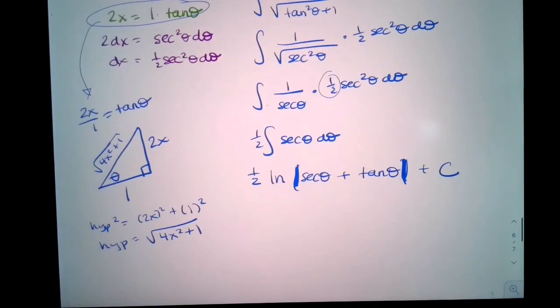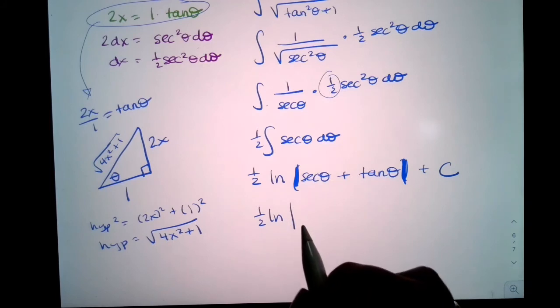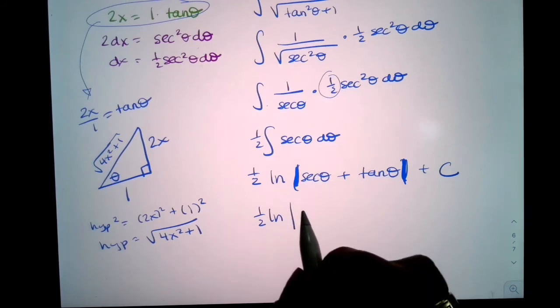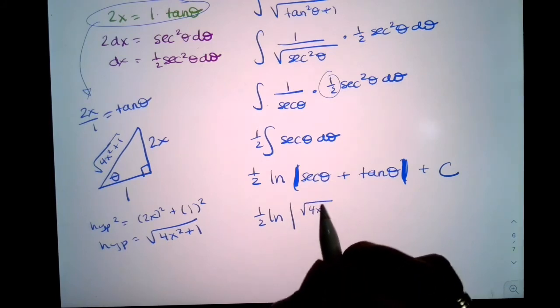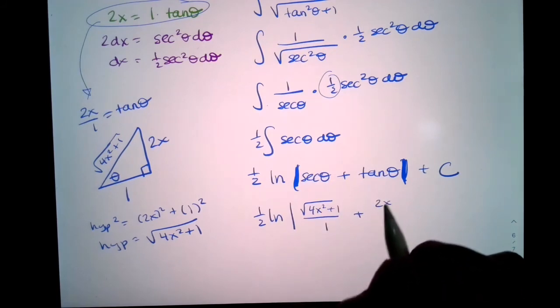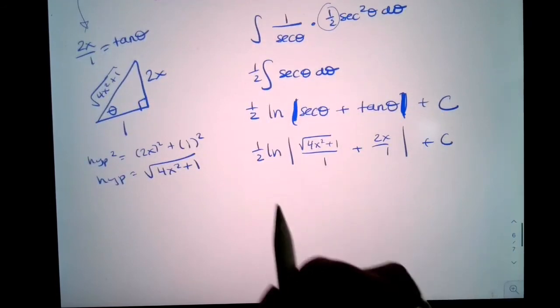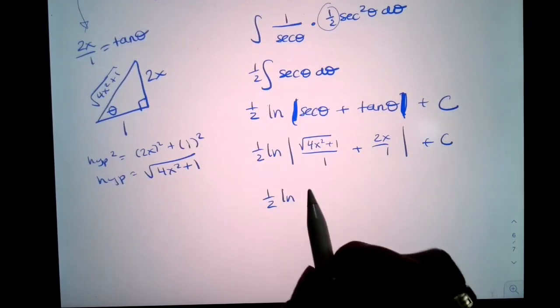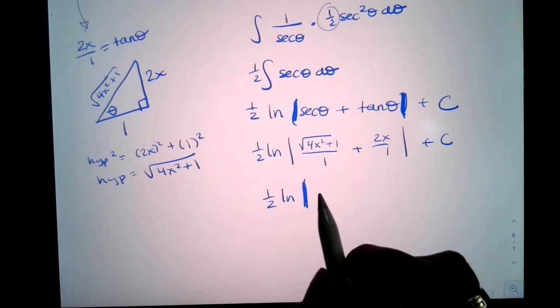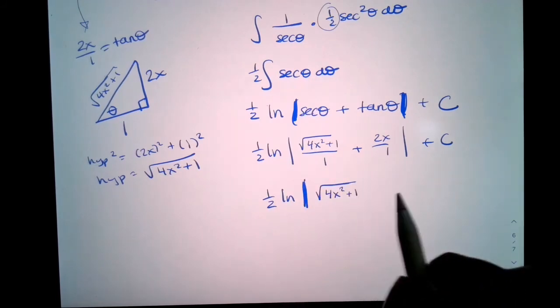And now I'm just going to translate back. So no weird identities here. The secant is just hypotenuse over adjacent. And the tangent is opposite over adjacent. And so we don't really need the over ones here, of course. It makes it look more complicated.